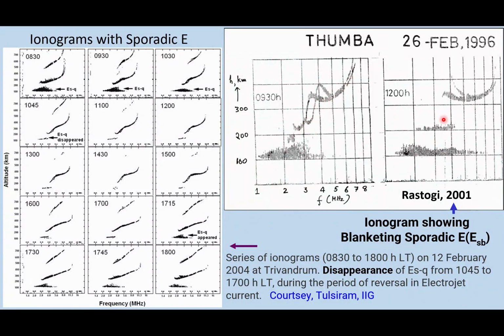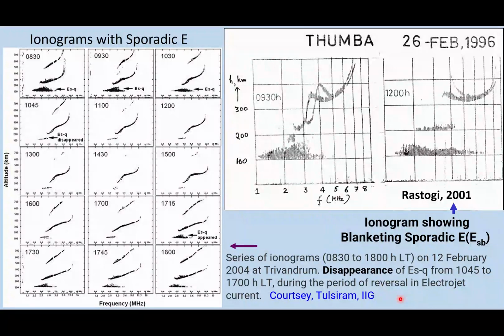This is because the frequencies corresponding to the reflection from the F1 region are not allowed to cross through this ES layer, and so they are blanketed by these irregularities. They are not reaching the F region. Therefore, we are not getting any echo of that. So this is the type of sporadic E which is called blanketing sporadic E or ESB. Okay, so these are the two features of F region and E region due to mainly the presence of irregularities or plasma instabilities.